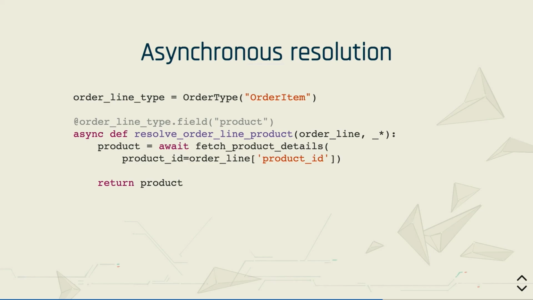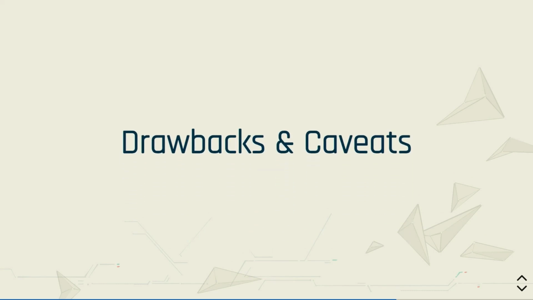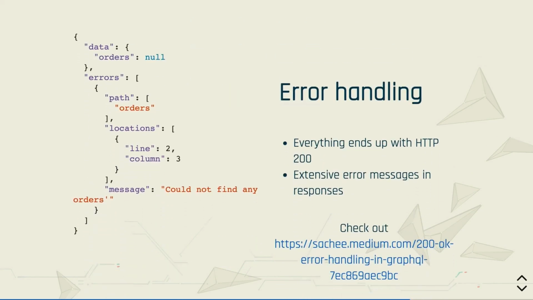So that's quite cool, right? So maybe let's talk about some drawbacks and caveats that you need to be aware of before you go that path. First of all, error handling. Error handling in GraphQL is not even close to the thing that you are familiar with when you are using a REST API, right? It's a lot more verbose, and it's quite hard to read sometimes.